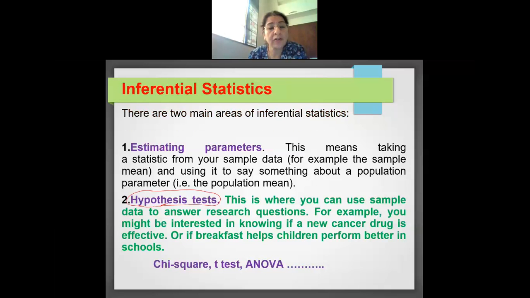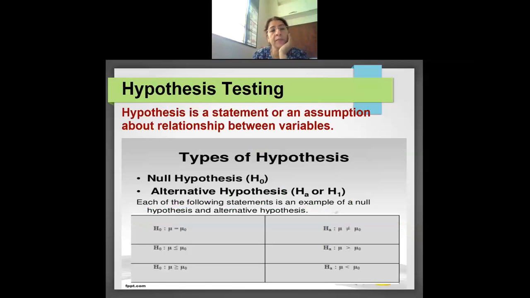So now let's talk about hypothesis testing, which is a part of inferential statistics. There are various methods available for doing inferential statistics. Hypothesis testing is one way to do inferential statistics. Now, what is hypothesis testing? You test the hypothesis. Now, what is a hypothesis? It is a statement or an assumption which you make from the data about the relationship between the variables.